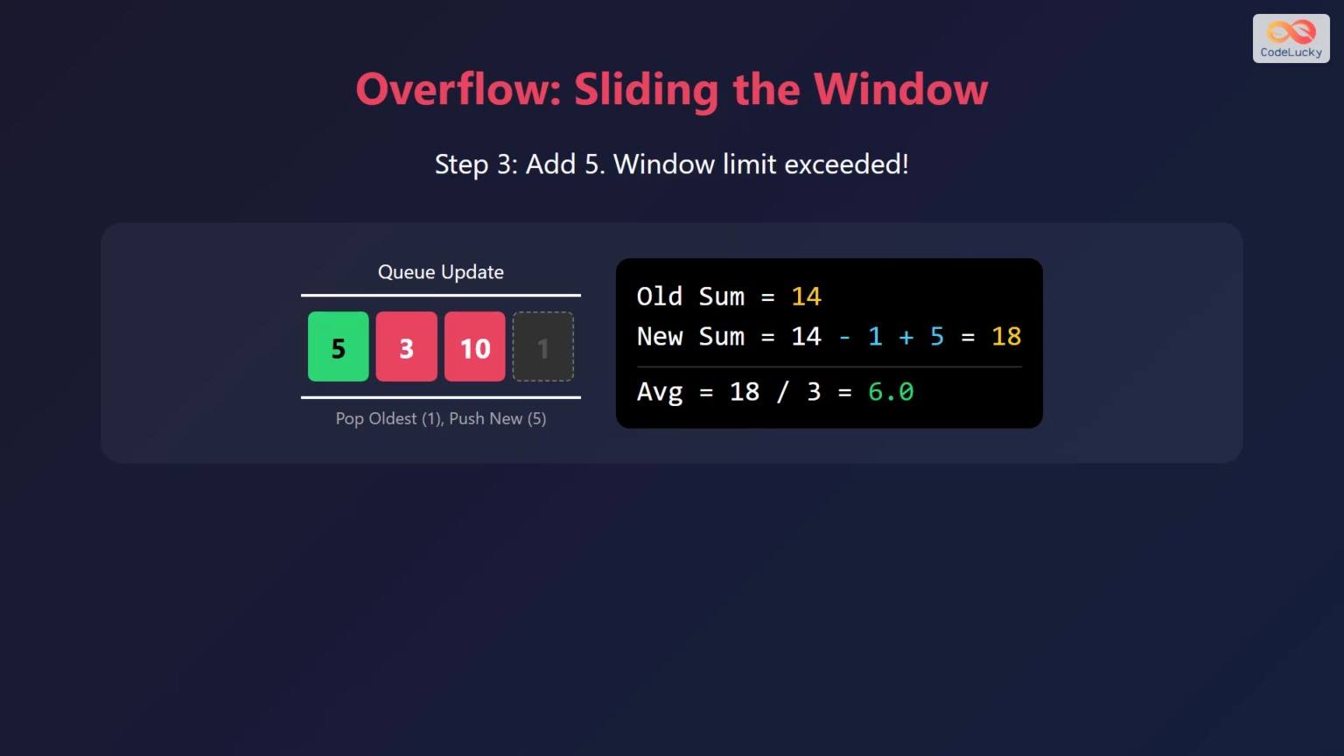Now the number 5 arrives. Our window size is limited to 3, so we must remove the oldest number, which is 1. We subtract 1 from our sum and add the new 5. The new sum is 18, and the average becomes exactly 6.